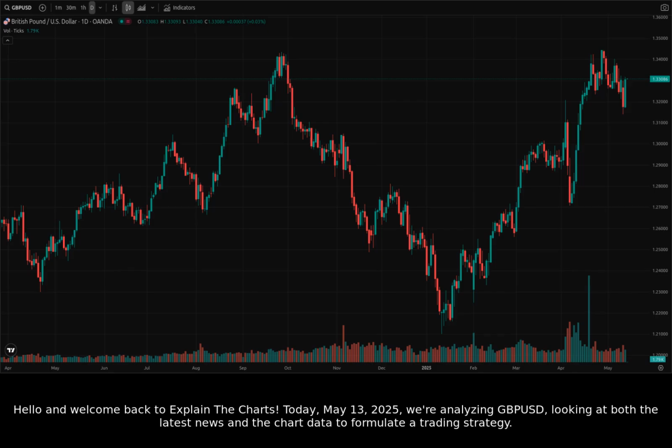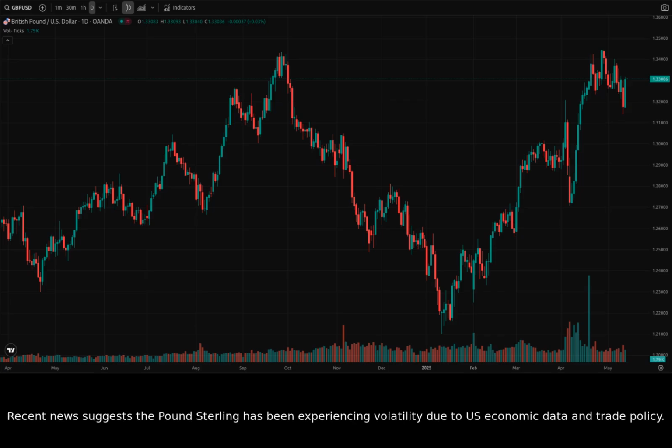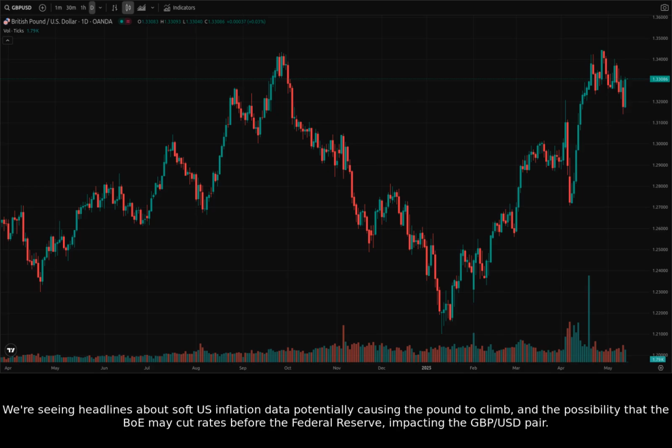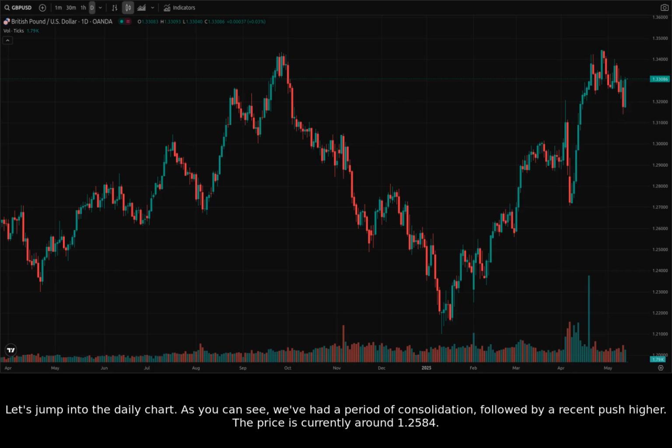Today, May 13th, 2025, we're analyzing GBPUSD, looking at both the latest news and the chart data to formulate a trading strategy. Recent news suggests the pound sterling has been experiencing volatility due to U.S. economic data and trade policy. We're seeing headlines about soft U.S. inflation data potentially causing the pound to climb, and the possibility that the BOE may cut rates before the Federal Reserve, impacting the pound sterling to U.S. dollar pair. Let's jump into the daily chart.